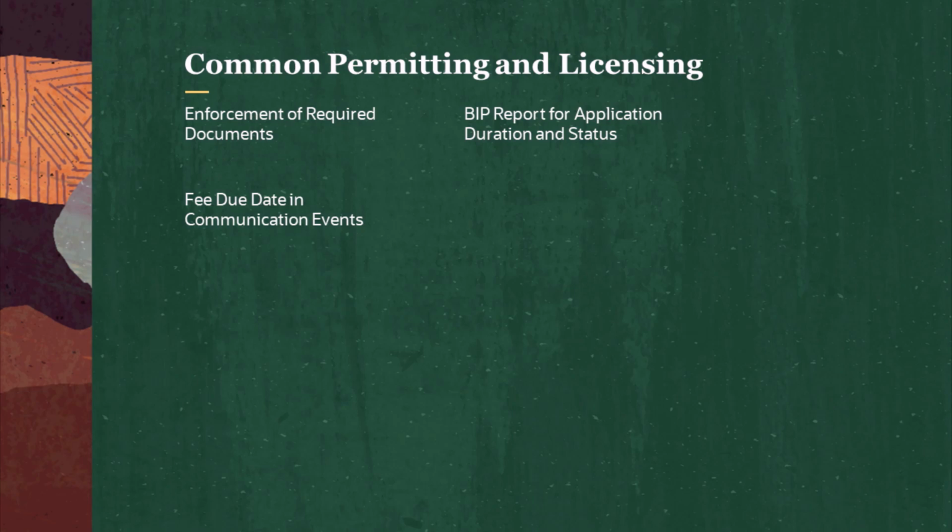Common permitting and licensing features include enforcement of required documents, BIP report for application duration and status, and fee due date in communication events.